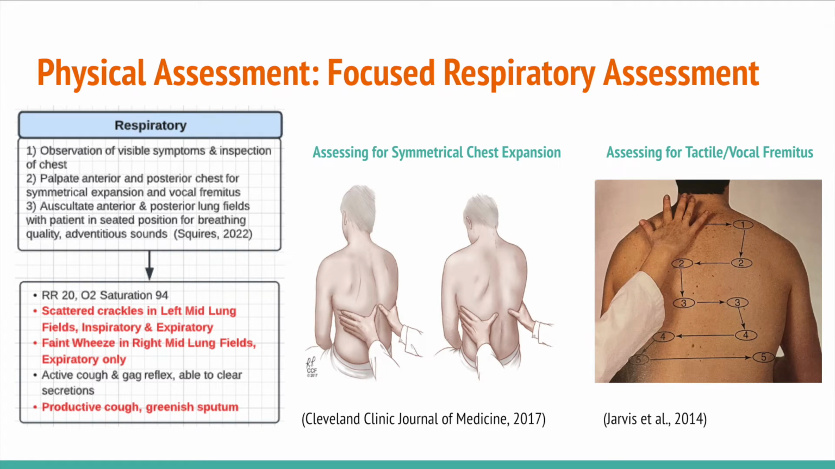A focused respiratory assessment is necessary to conduct, given the concerning respiratory symptoms voiced by the patient in his chief complaint. Key features of the focused respiratory exam involve collection of objective data and include measurement of respiratory rate and oxygen saturation, a visual inspection to detect visual symptoms like increased work of breathing, palpation to assess for symmetrical chest expansion and changes in vocal fremitus, and auscultation of the anterior and posterior chest for adventitious breath sounds. Abnormal assessment findings for our patient are indicated on the slide in red.